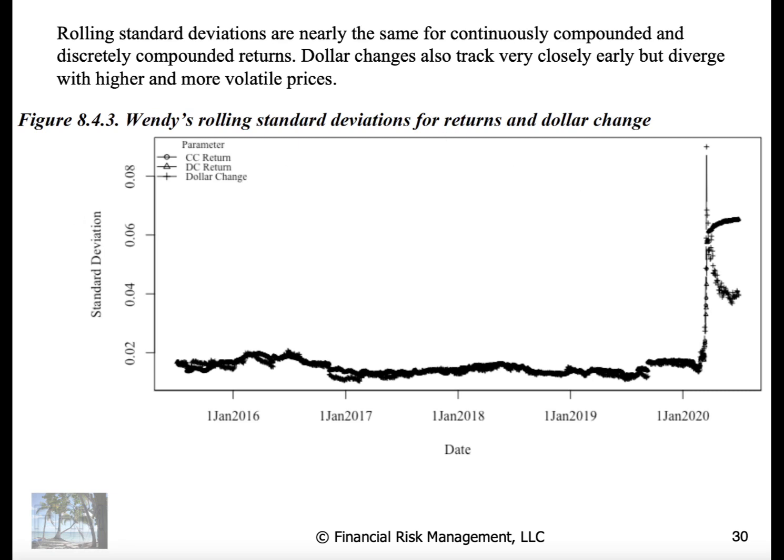Okay, picking up with figure 8.4.3, we noted that the rolling standard deviations were fairly stable until the onset of the pandemic, and then we got sizable changes in returns versus dollar change.